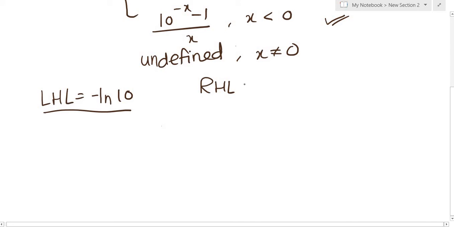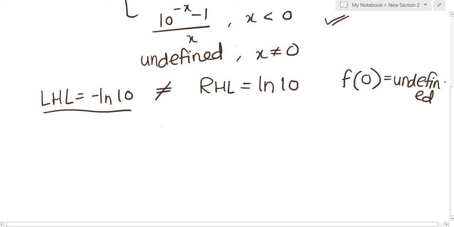Now take a look at that. The LHL is minus natural log of 10, the RHL is the positive natural log of 10, LHL is not equal to RHL, and anyways the function is undefined. So there is a big jump discontinuity. So it's like something like this. This is the negative natural log of 10. Positive natural log of 10.